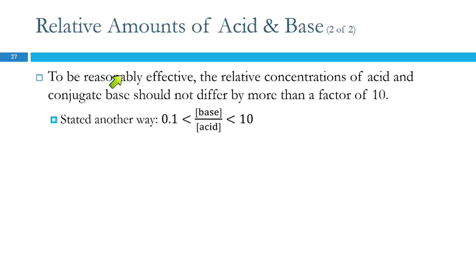So it'll be reasonably effective when the concentration of acid and base differ by no more than a factor of 10. Or you could say that the base concentration divided by the acid concentration is greater than 0.1, which would mean that the acid is 10 times larger, and it's less than 10, where the base would be 10 times larger.